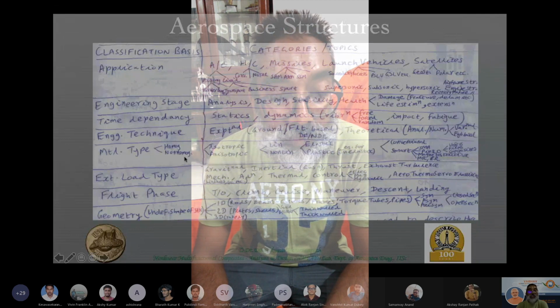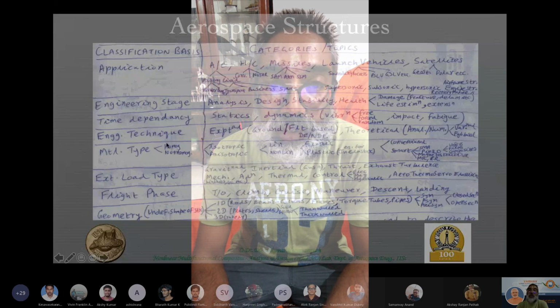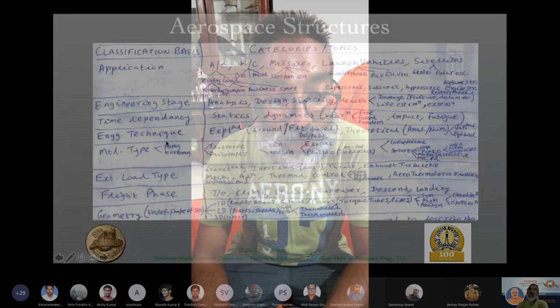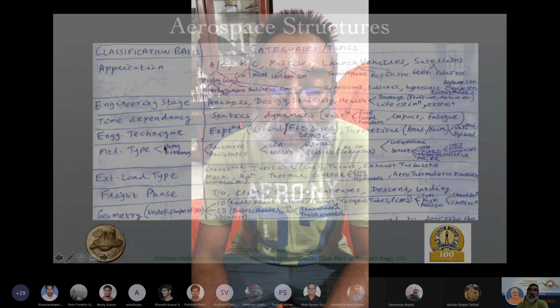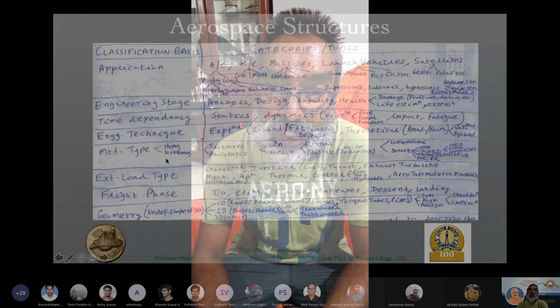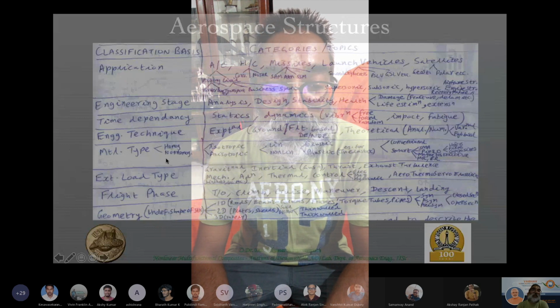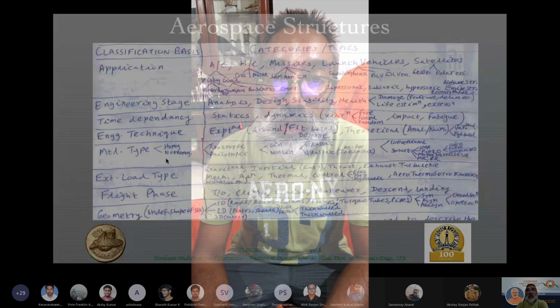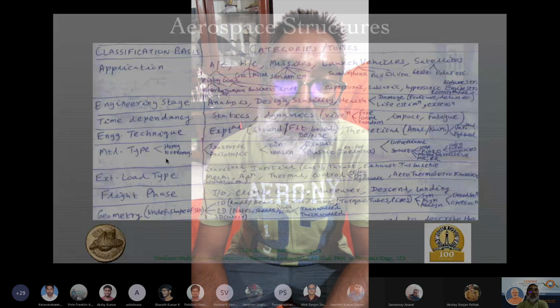Then we have classification in terms of the material type. It could be homogeneous or non-homogeneous, which means from point to point the material is not changing, and therefore the material properties are not changing, which leads to a lot of simplification. And non-homogeneous structures like composite, where the property is changing from one point to another.